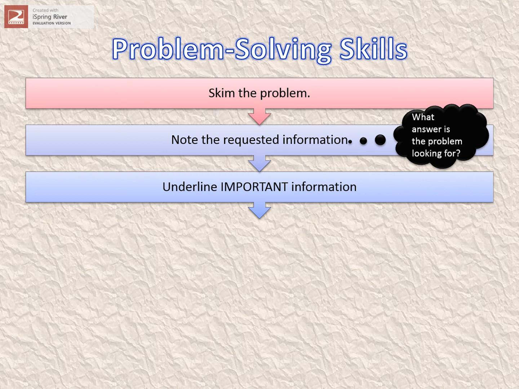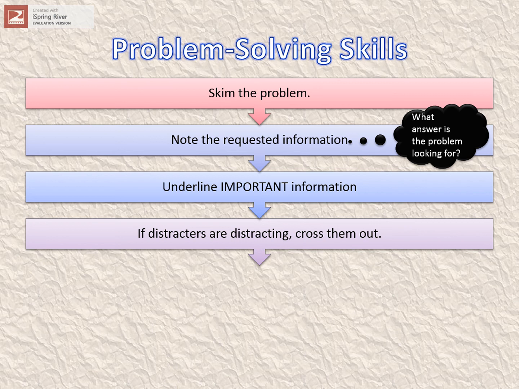Underline the important information. If you're a visual person, it helps to just underline the information that you're going to need. That 400 milligrams. I'm going to need to know that it's Q4 hours. I'm going to need to know that the concentration is 2 milligrams per 5 milliliters. Okay? If the distractors are distracting you, cross them out. Some people, it doesn't bother them, and then you can leave them in. Other people, seeing all those extra numbers and words distract them, go ahead, cross them out.